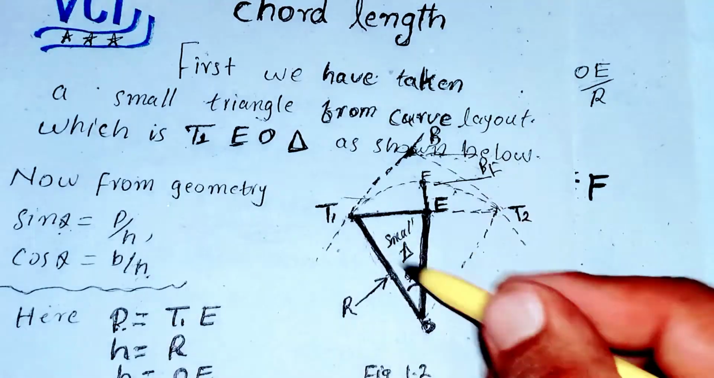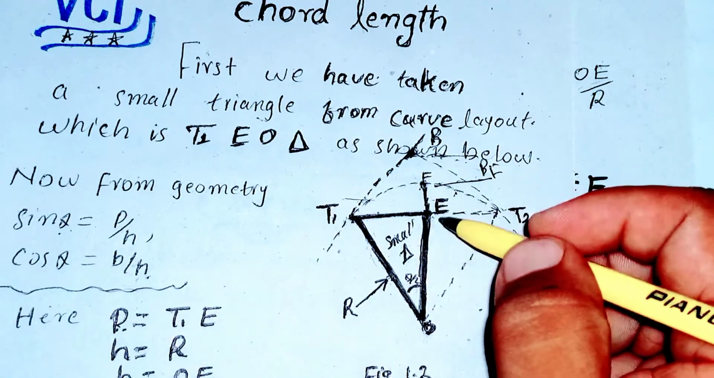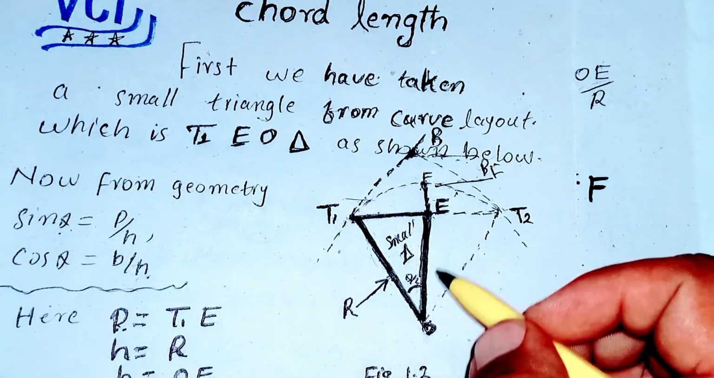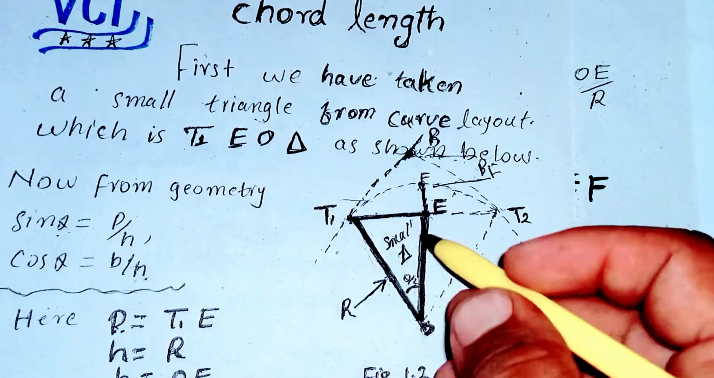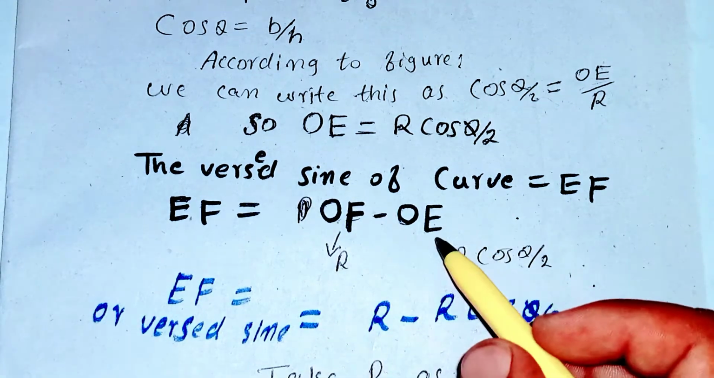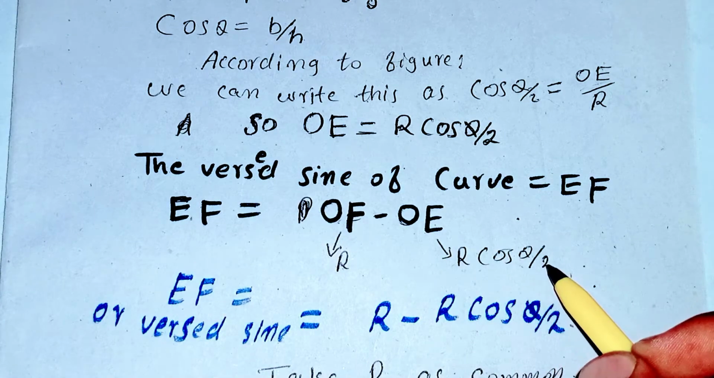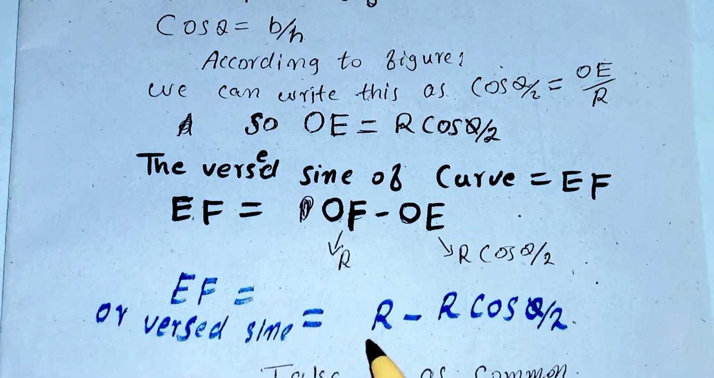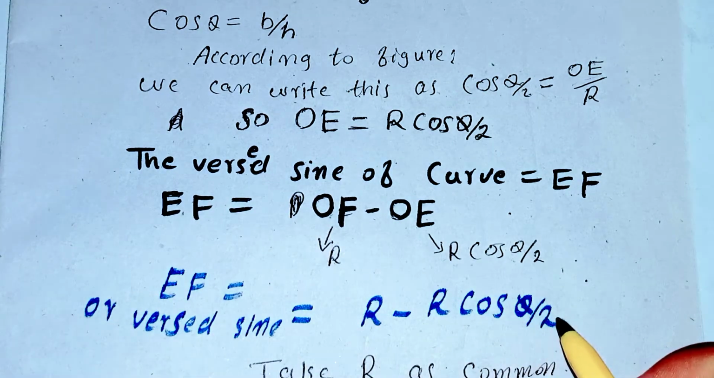It means that from point O to point F, which is equal to the radius of the curve, we subtract the OE distance, which is equal to OE. So this OE is equal to the base of the triangle, and we find this from geometry, as we have written here that OF is equal to the radius of the curve minus OE, which is r cos theta divided by 2. This is the base of the triangle. So EF, or versine distance, is equal to r minus r cos theta divided by 2.